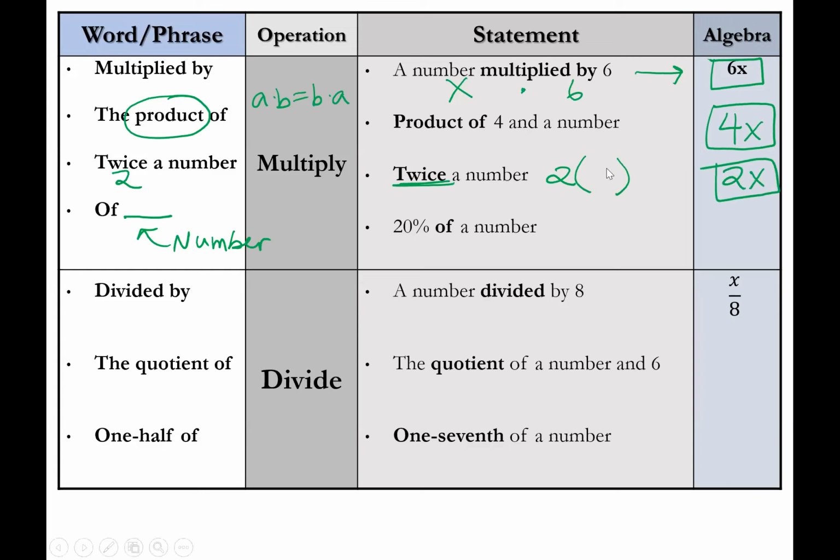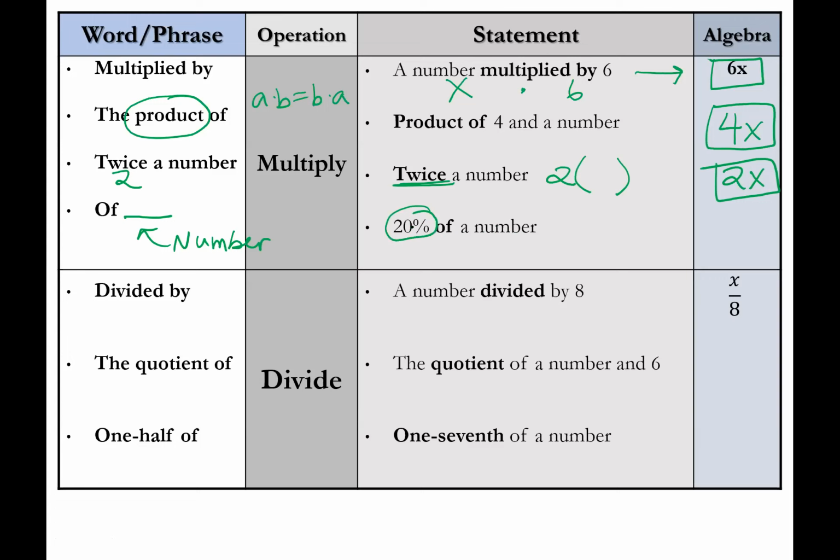And then the last one here, we have a percent. So we'll see this more in our third unit. We'll see some word problems with percent, but now is a good time to remember when you see a percent, make sure you're changing it to a decimal. So this next phrase is 20% of a number.